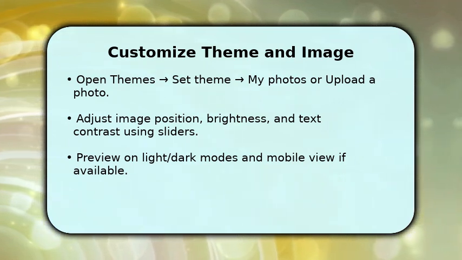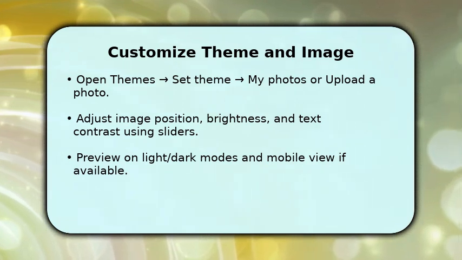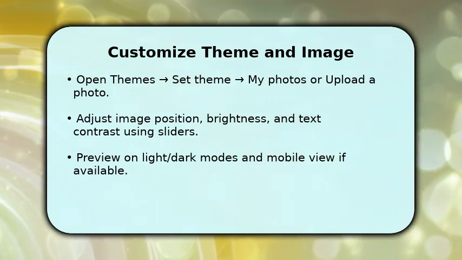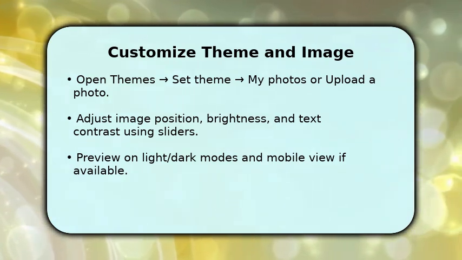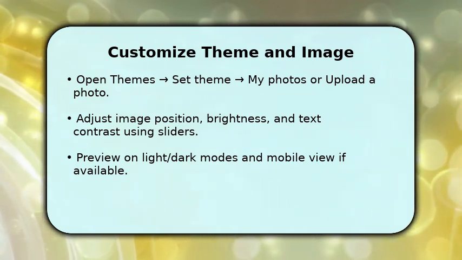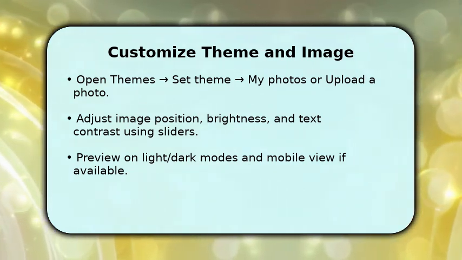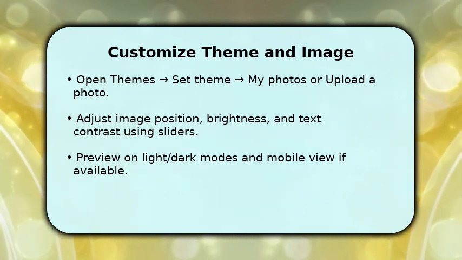You must then adjust position and scale so key parts of the image aren't obscured by UI elements, move or zoom the image, and use the brightness or vignette sliders to keep text legible. Make sure to preview how labels and message text contrast with the image. Once you see a clean preview in both light and dark, confirm the selection so changes apply.